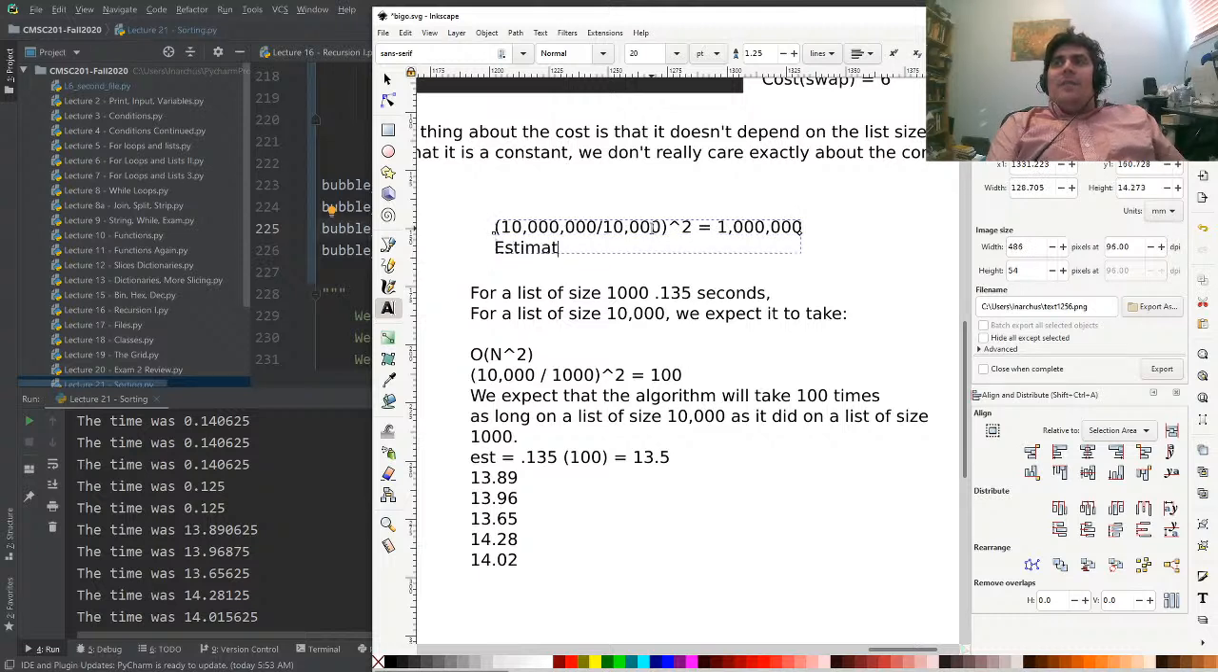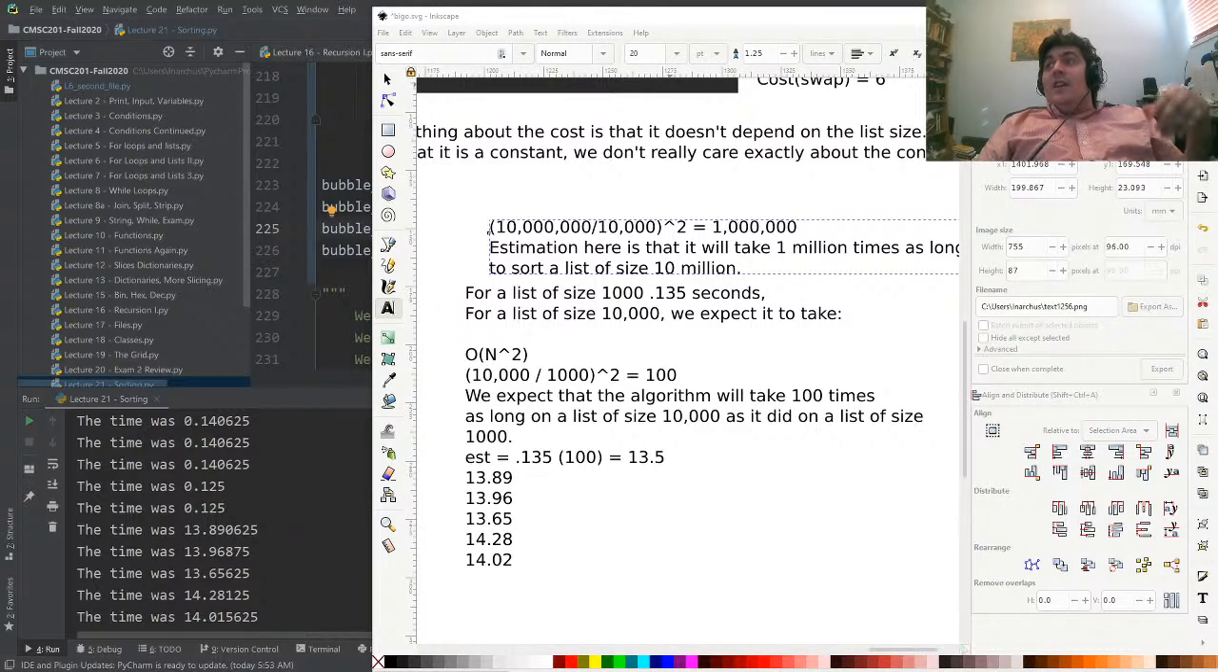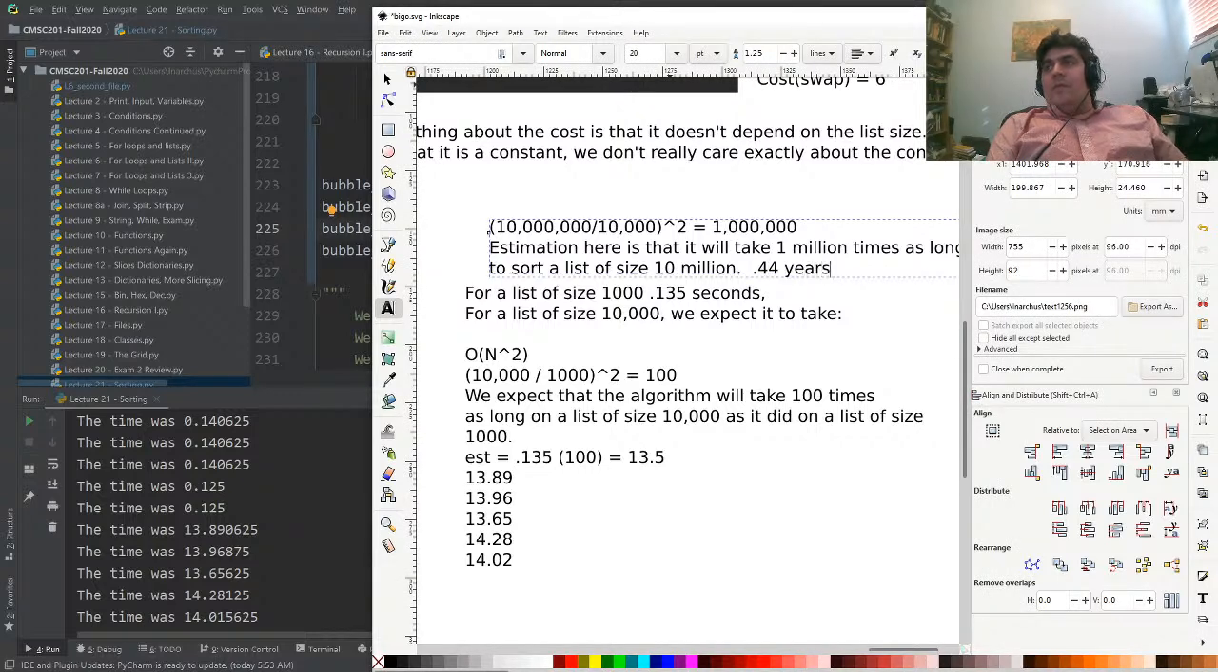So the estimation here is that it will take 1 million times as long to sort a list of size 10 million, right? And if we know that it takes about 14 seconds, then it's going to take about 14 million seconds, which is approximately 0.44 of a year to do.